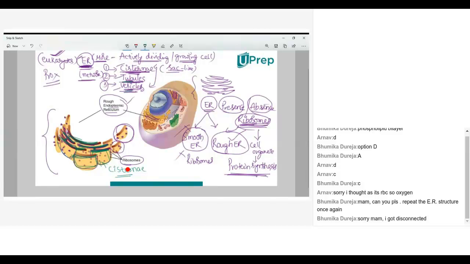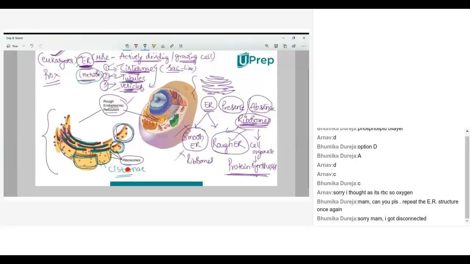Then vesicles. Vesicles are not in the network of endoplasmic reticulum. Vesicles are the part of endoplasmic reticulum which are away from the cisternae and tubules. This is a vesicle. Likewise, this can also be a vesicle. It is away from the network of cisternae and tubules. So this is how endoplasmic reticulum can be shown as a network of three parts called cisternae, tubules and vesicles.